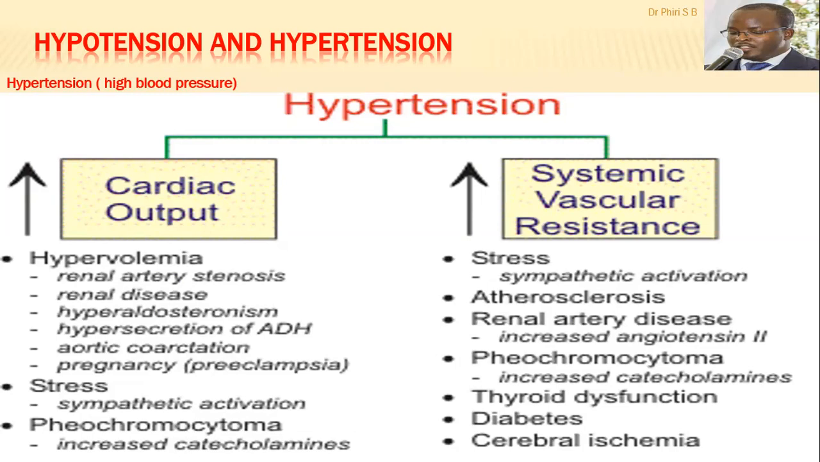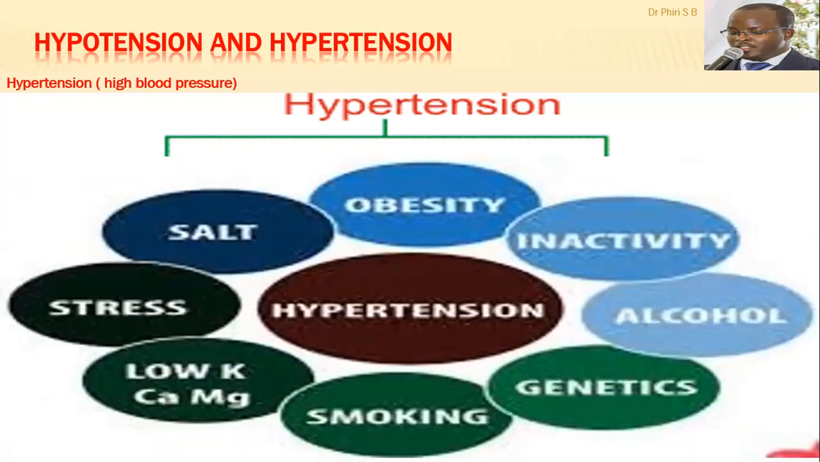Okay, so with this information, I think I'm going to end my class here, but there are also other factors that can result in hypertension, for instance, obesity. These are the risk factors. So these risk factors will increase hypertension cases. For instance, obesity, inactivity, if you don't do exercises, you'll be more prone to hypertension.